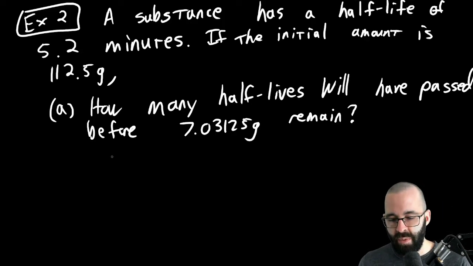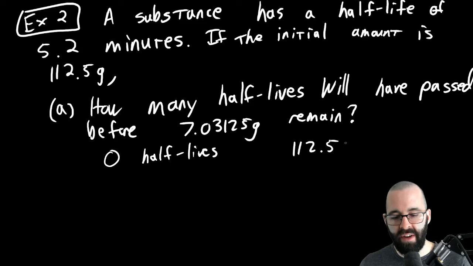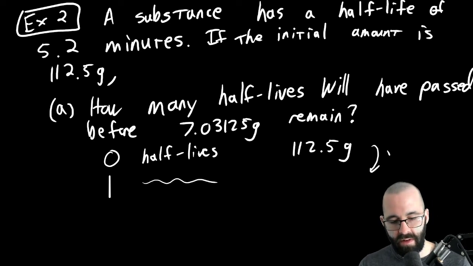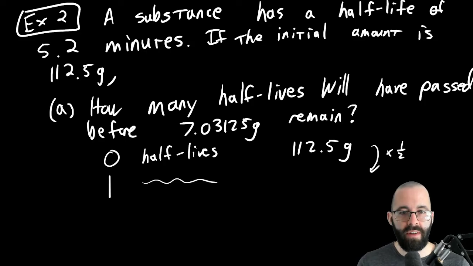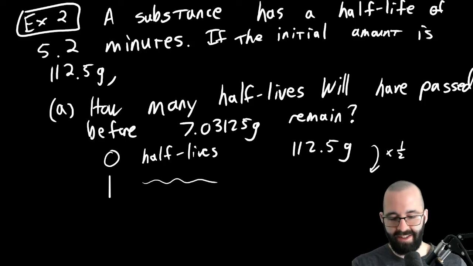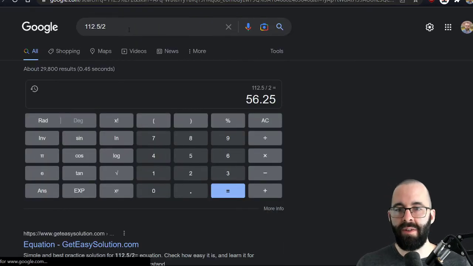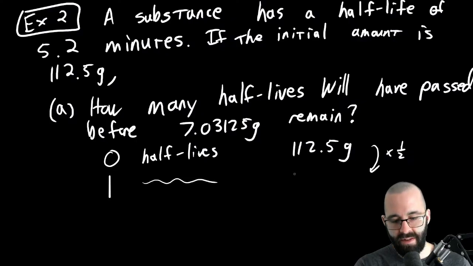Right? We start, right, 0 half-lives. We have 112.5 grams. After 1 half-life, how much do we have? Half remaining. After a half-life, we now have half of what we used to have. That's the whole idea of half-life. We just divide this number by 2. Or multiply by a half. All right, I shouldn't do this in my head. 112.5 divided by 2. 56.25.